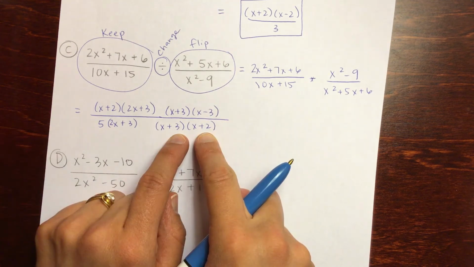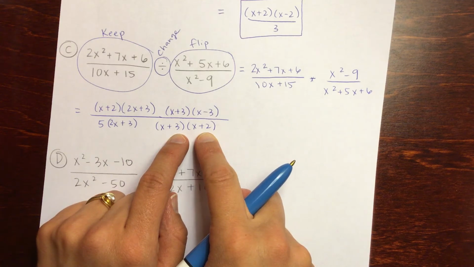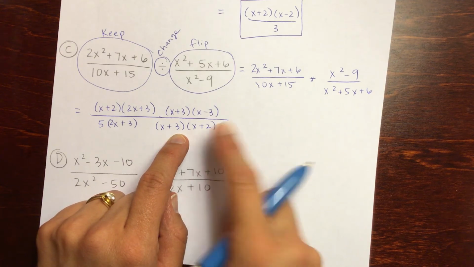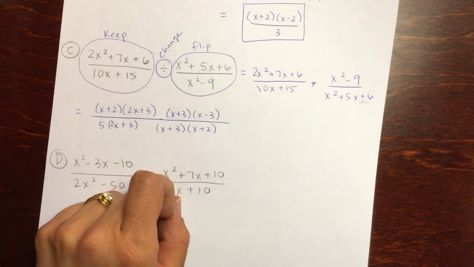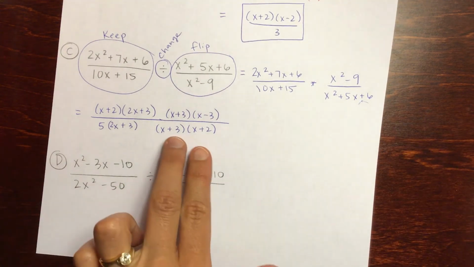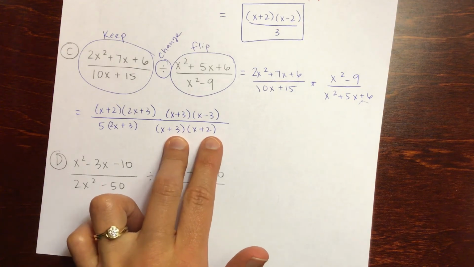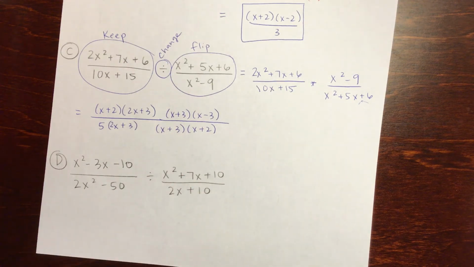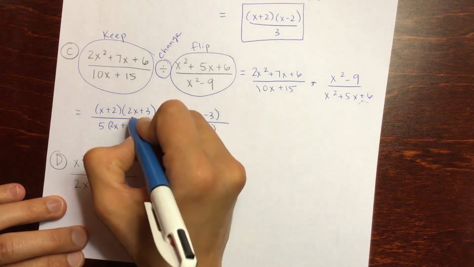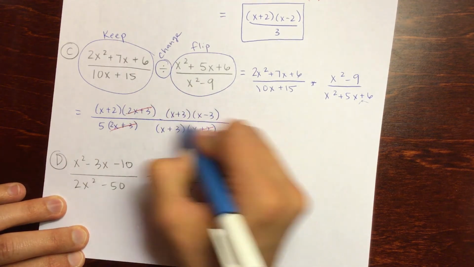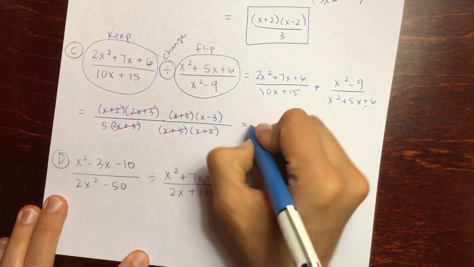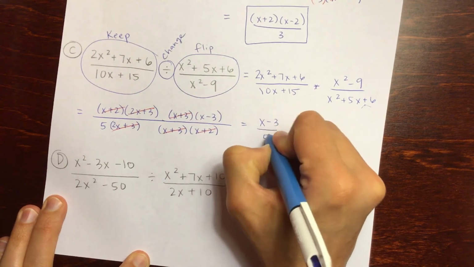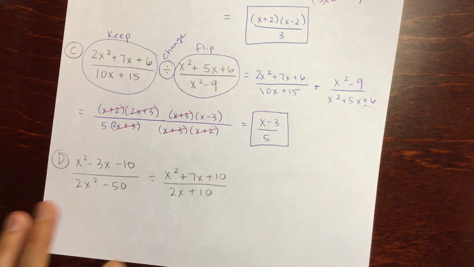Some people try to use -1 and 6, and -1 and 6 do add up to 5, but -1 times 6 is negative 6. And I want it to be positive 6, so that's why 3 and 2. Positive 3, positive 2. Now I can cancel. Final answer.